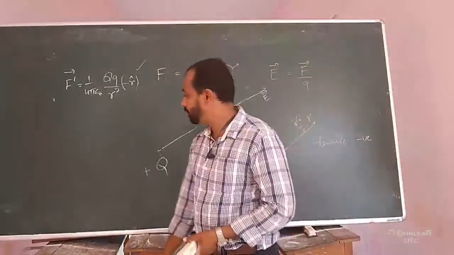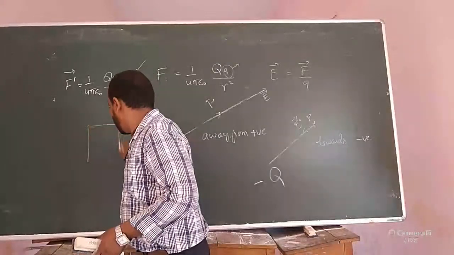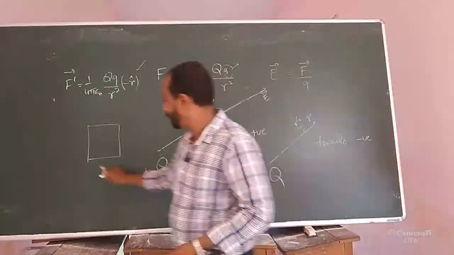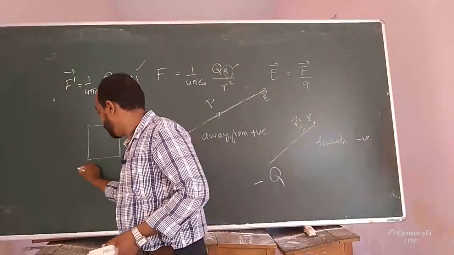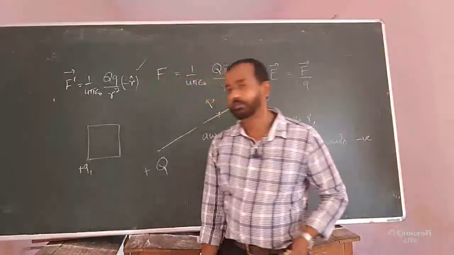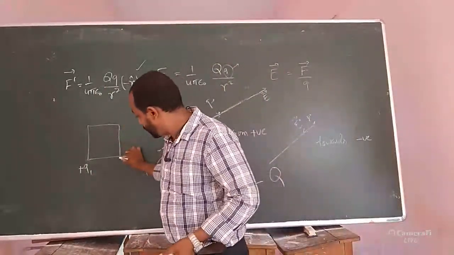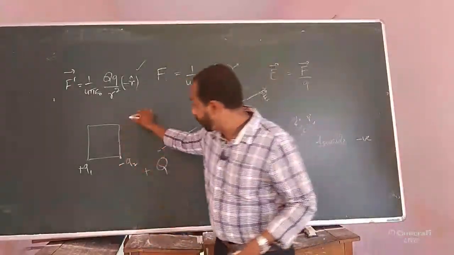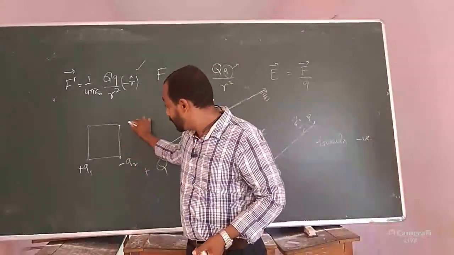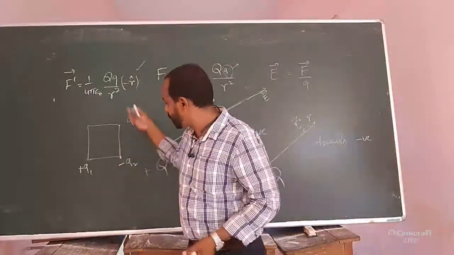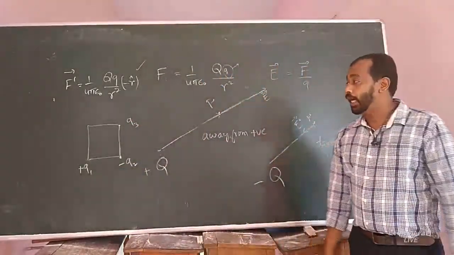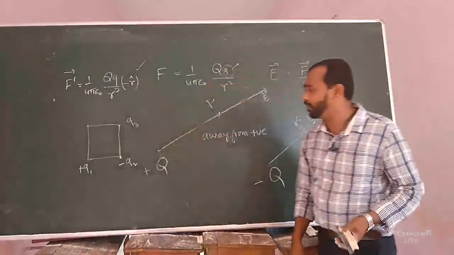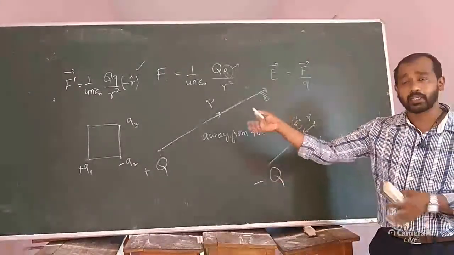Simple case, I will consider a rectangle. Here there is a positive charge which is represented as plus q1. At this position there is a negative charge which is represented as minus q2, and here there will be another charge which is represented as q3. Imagine that this is also positive charge, and we need to find out the net electric field at this particular point. So net electric field means we need to find out the direction of the electric field at the fourth corner.